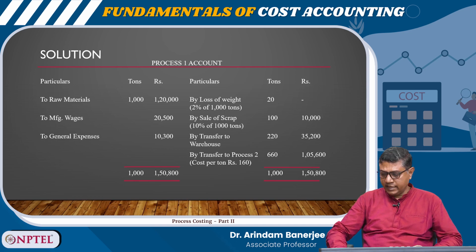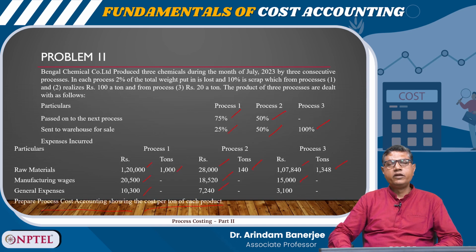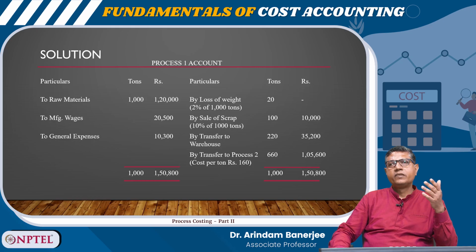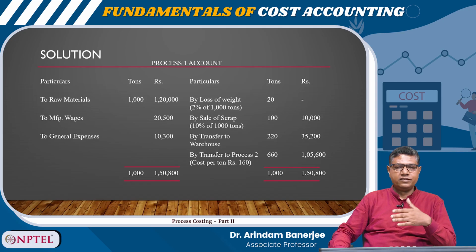In this case also you see there are 3 processes. The product is going through 3 processes, but unlike the earlier problem, the entire output from process 1 and process 2 is not passing through the next process. A part of it is going to the warehouse, right.